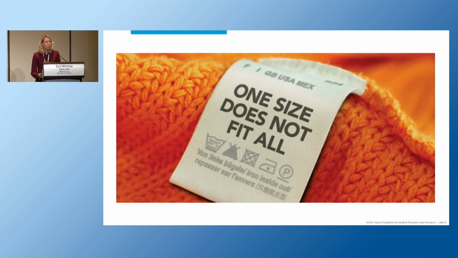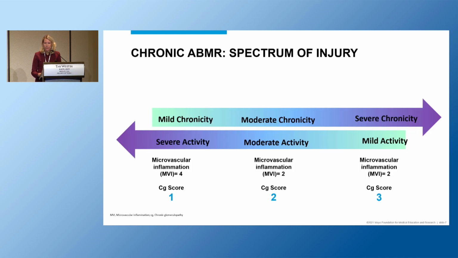But I want to point out that not all ABMR is the same, not one size fits all. So first you have to recognize that antibody-mediated rejection, specifically chronic antibody-mediated rejection, is a spectrum of injury. And there's varying degrees of chronicity and also varying degrees of activity. And if you look closely at those Banff scores that your pathologist hopefully gives you, it will give you an indication that these biopsies can really look very different based on the amount of chronicity and the amount of activity.